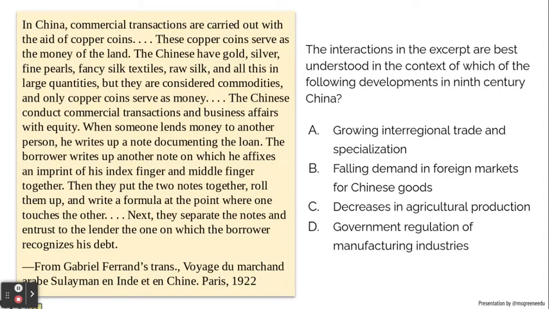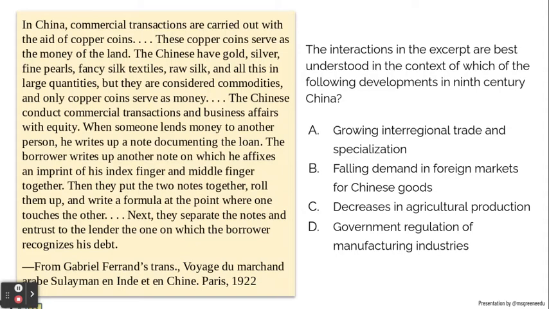When someone lends money to another person, he writes up a note documenting the loan. The borrower writes up another note on which he affixes an imprint of his index finger and middle finger together. Then they put the two notes together, roll them up, and write a formula at the point where one touches another. Next, they separate the notes and entrust to the lender the one on which the borrower recognizes his debt.